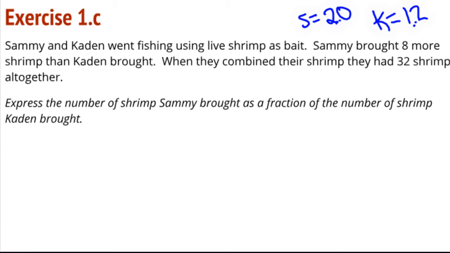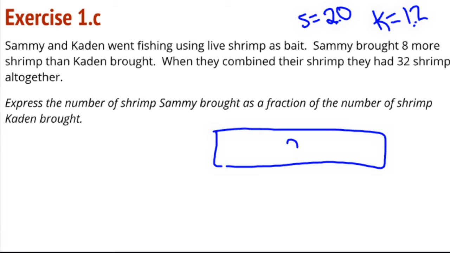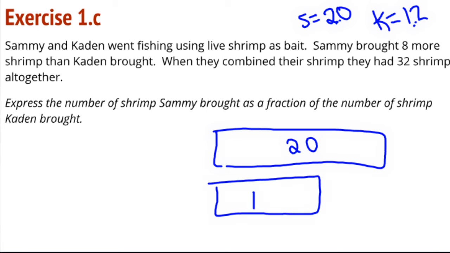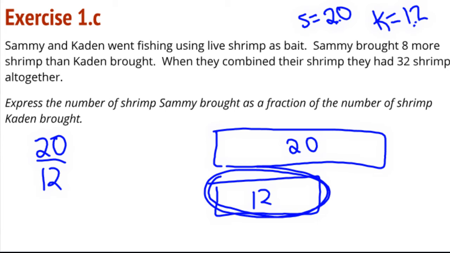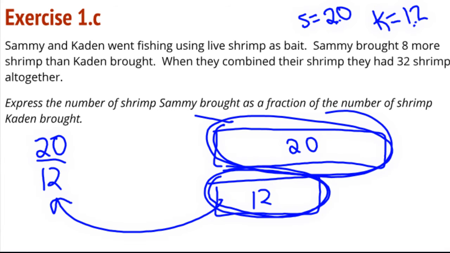Now express the number of shrimp Sammy brought as a fraction of the number of shrimp Caden brought. So we need to start thinking about how we're going to take these 2 ratios and write them as a fraction. Now hopefully your brain has already clicked when we did those first couple of models and you're thinking in your head already, hey, this is 20 twelfths. 12 is the total of what Caden brought. So it's 12 parts. 20 is what Sammy brought. Sammy has 20 twelfths of what Caden does.